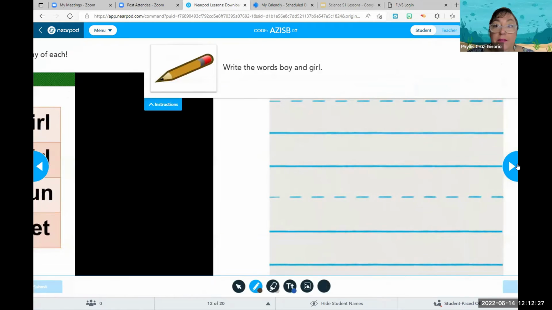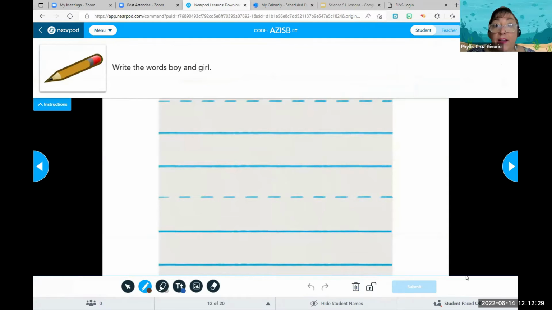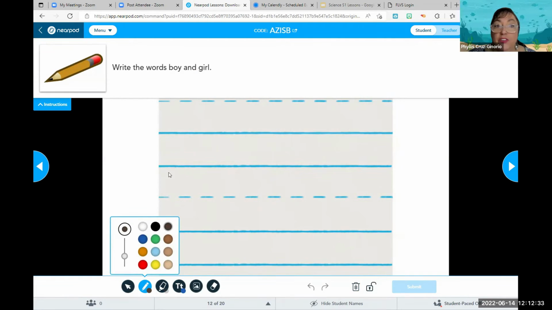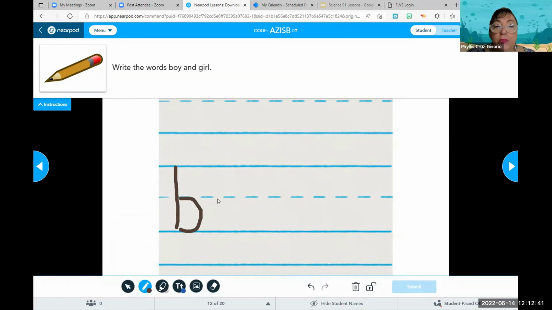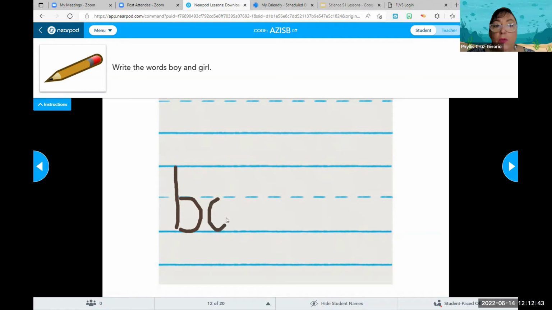Let's do the next one. I want you to write the words boy and girl. If you forget, they're written up at the top in the instructions, but I didn't forget it because I remember how to spell boy now. B with the belly that bumps into words. And we have the oink oink. What was that? Oink oink. Yep. OY. There it is.